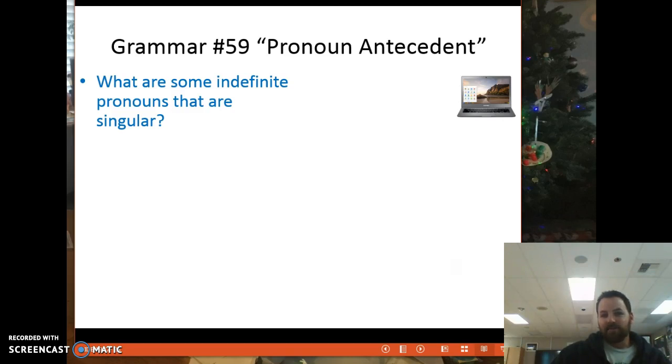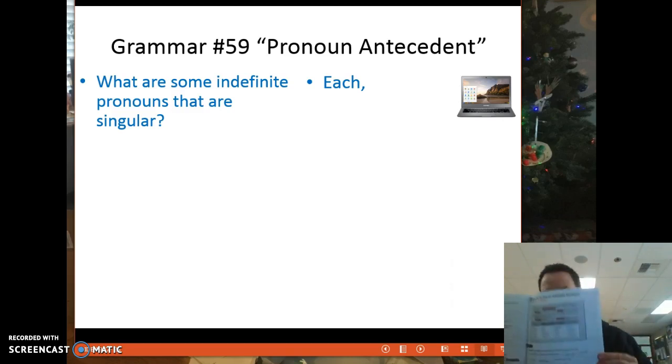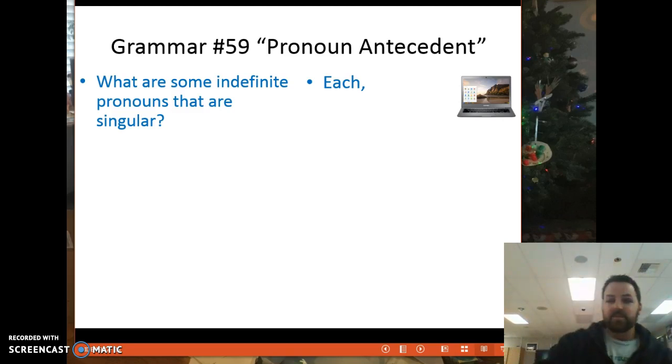What are some indefinite pronouns that are singular? Yes, don't forget, each is singular. Other words: nobody, someone, something. I'm flipping back, looking at my old grammar exercises for review, and I look at 56. It's got a nice little chart up there. Everybody, everyone, I'm just reading it. Another, anybody?